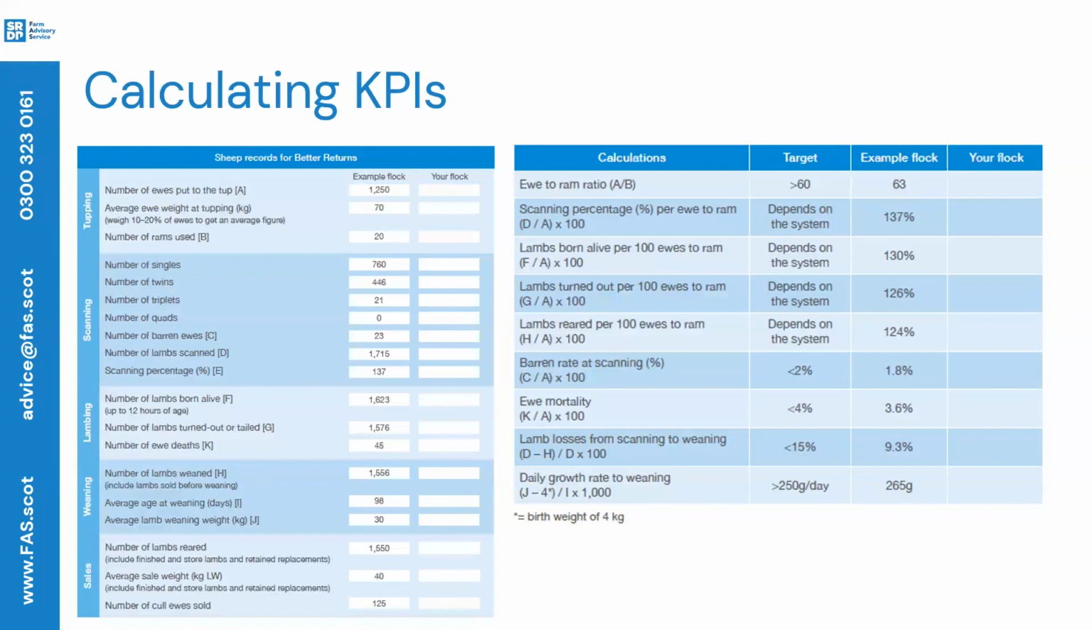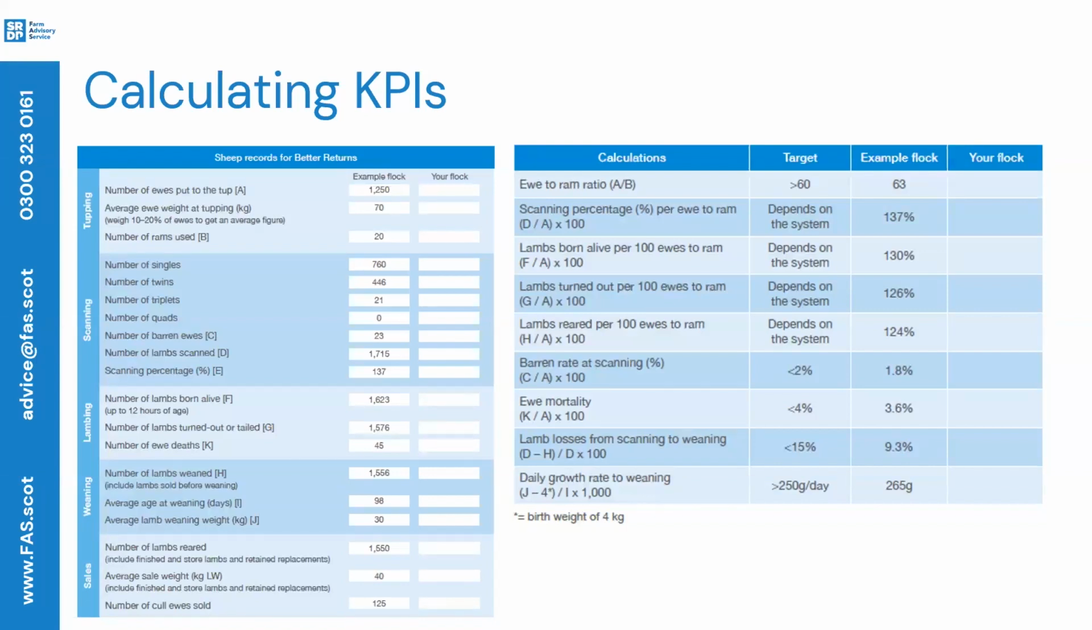If we're looking at calculating the lamb losses, what we would do is take the number of lambs scanned, and take away from that the number of lambs weaned. So we'd have the number of lambs lost. We'd divide the number of lambs lost by the first number, in this case the scan percentage, and times it by 100, and that'll give us our percentage of lamb mortality from there to then.